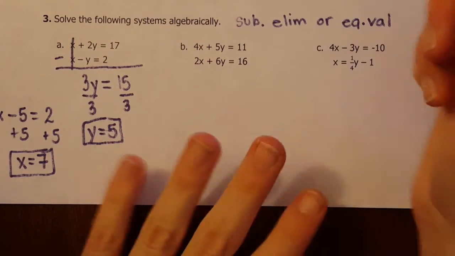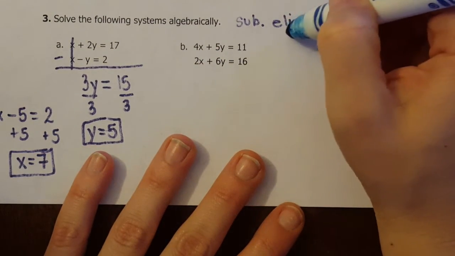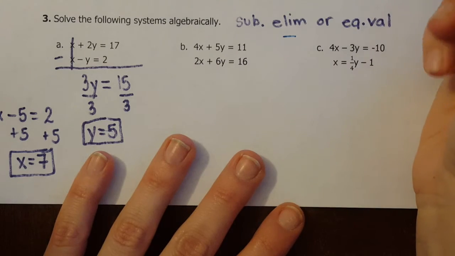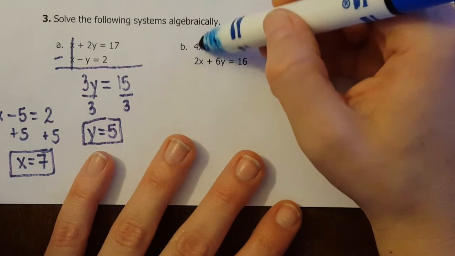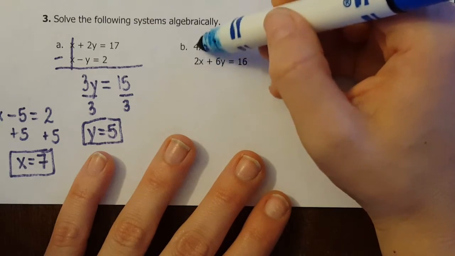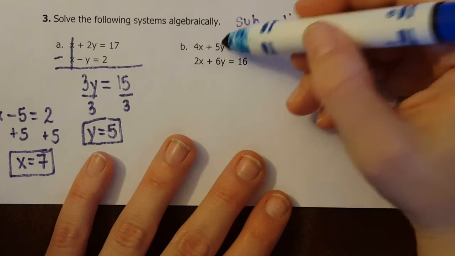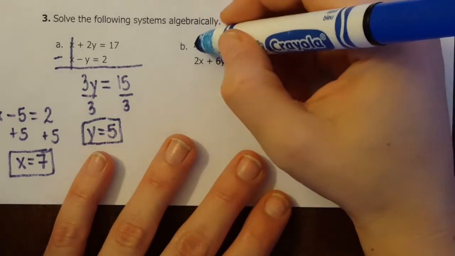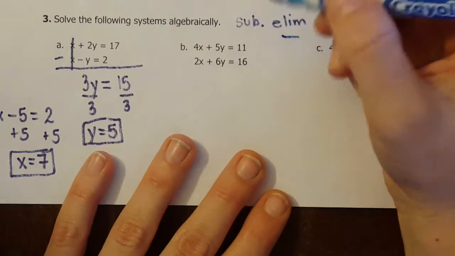Okay, so this one, same thing. X's and Y's are both on the same side, which means I'm going to use elimination again. Alright, now this time though, I can't eliminate those. If we add them together, we get 6. If we subtract them, we get 2. Same thing with the Y's, I can't eliminate. So I need to get either the X's to have the same number or the Y's to have the same number.